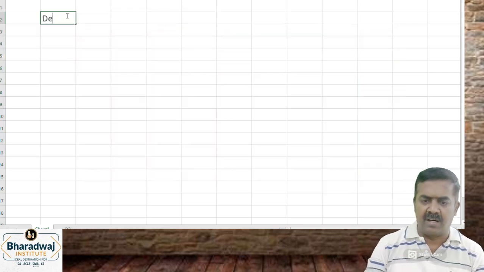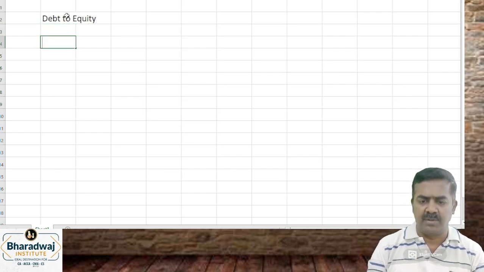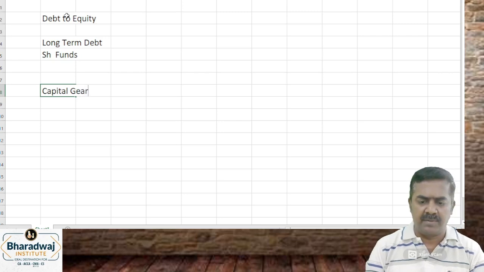The main is long-term solvency, debt to equity ratio. How to work out debt to equity ratio? Long-term debt divided by shareholders' funds. We work out capital gearing ratio. What is capital gearing? I told you.